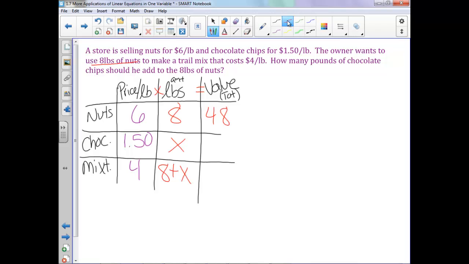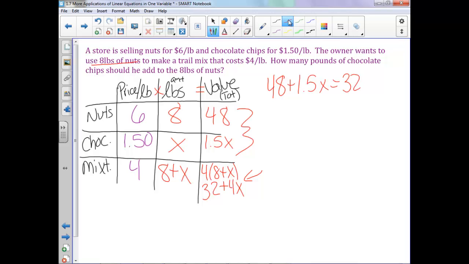So 6 times 8 is 48. 1.5 times x is 1.5x. And then this is just going to be 4 times 8 plus x. If we want to go ahead and distribute that, 4 times 8 is 32 plus 4x. And now, total, we're adding our nuts and our chocolate chips to equal our mix. So we've got the value of the nuts plus the value of the chocolate equals our total value that we're adding them together, or our mixture.